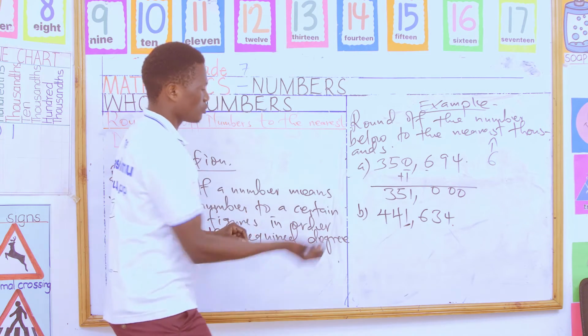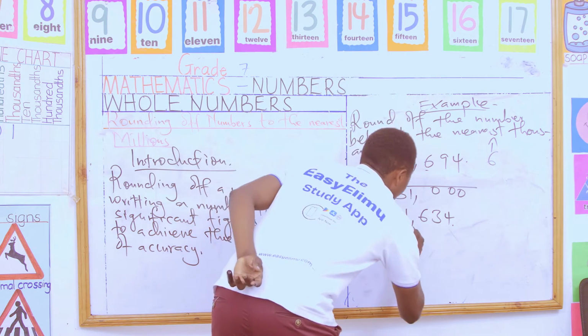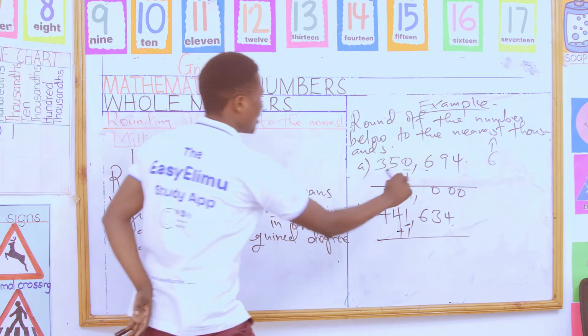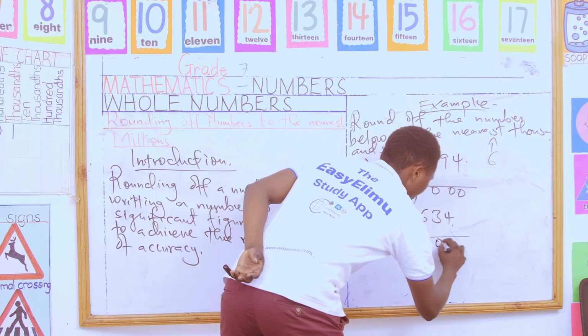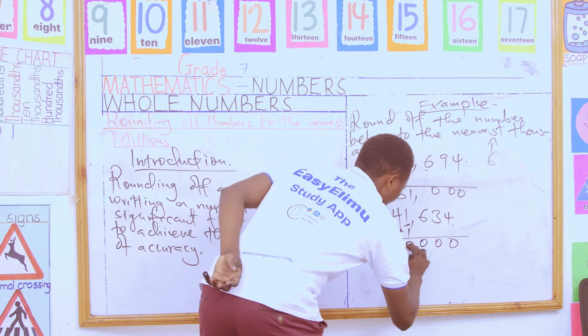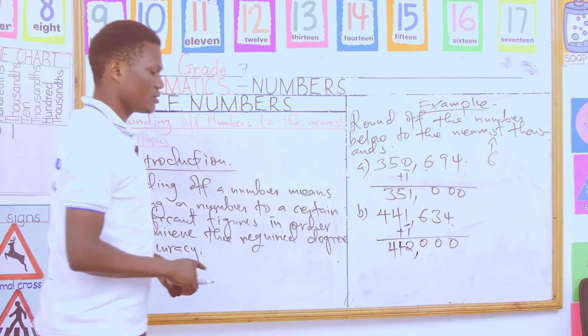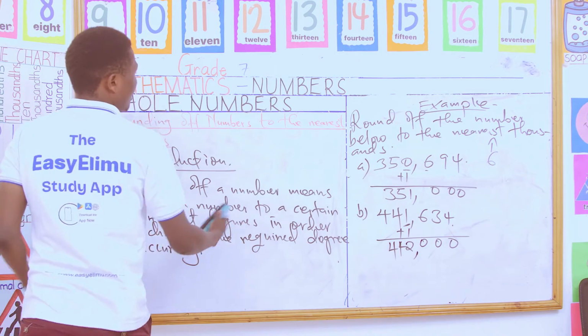So 6 is again 5 and above. So that implies we add 1 to our subsequent number. And the rest of the digits before 1 are replaced with 0. So we have 2, 4, 4. That is 442,000. Another example.